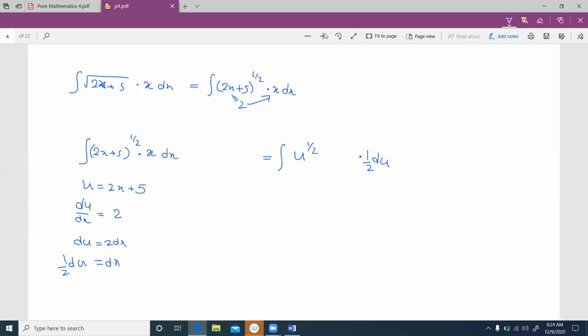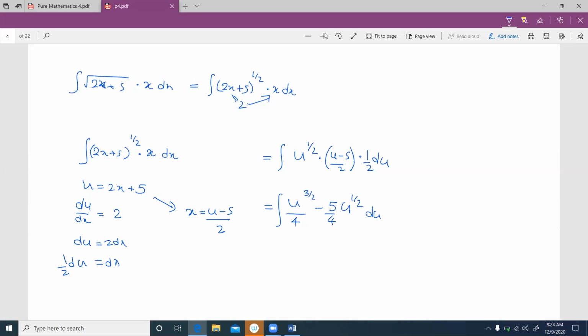So this x, we have to replace with something in terms of u. From this function, you can write x is equal to u minus 5 divided by 2. So you can replace it over here: u minus 5 over 2. Right. Then we can expand the brackets. If you expand, u to the power half into u is u to the power 3 over 2, over 4. It is not simplified yet. Minus 5 over 4 u to the power 1 over 2 du.